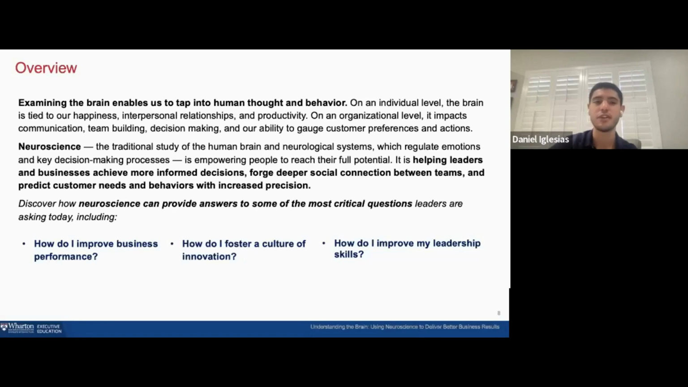So when you think about what key critical questions you will ask yourself as a student and participant in this course, as lifelong learners, you'll think: how do I improve business performance? How do I foster a culture of innovation? And how do I improve my leadership skills? All of which, through having experienced this course, you should be able to know that the answer comes with having a better understanding of neuroscience and business and their intersection.